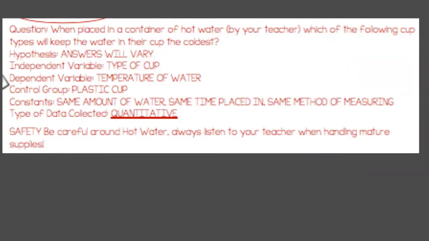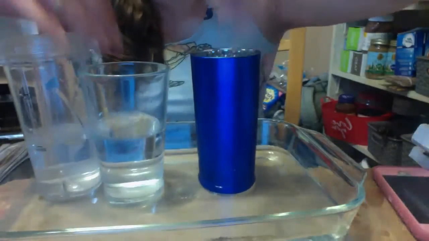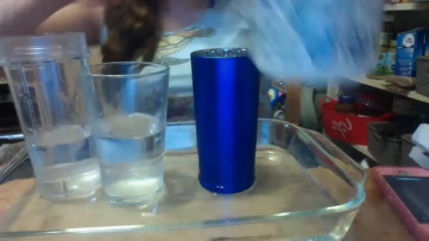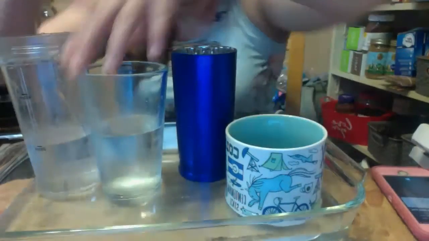This time we're collecting quantitative data because this data involves numbers. So let's do this together. I'm placing all the cups in at the same-ish time. Hey Siri, start a timer for 1 minute. Your timer is set for 1 minute.